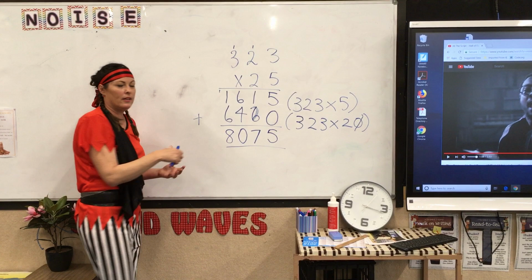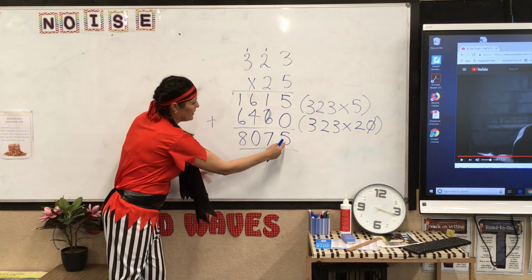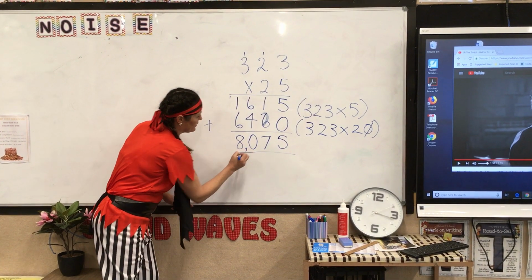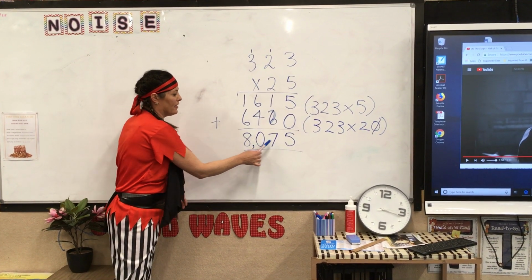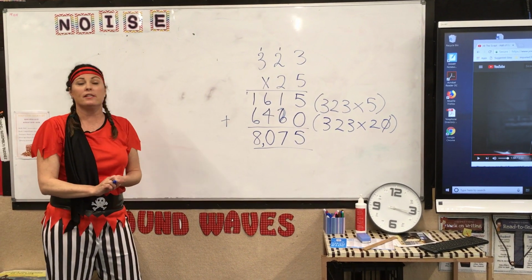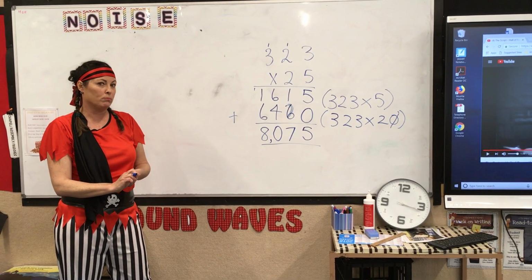Okay, and to make it helpful to read that number, we keep these 3 together and we put the comma in to separate, so it makes it nice and easy to read the digits, 8,075. So that's how we do 3-digit by 2-digit multiplication.